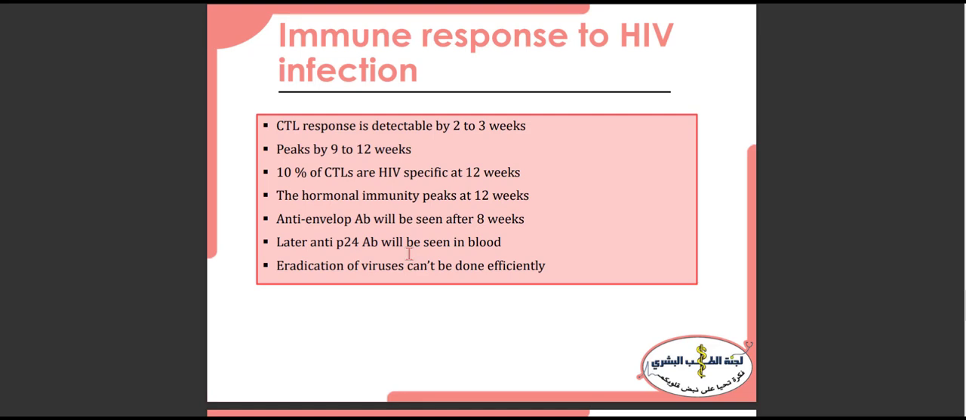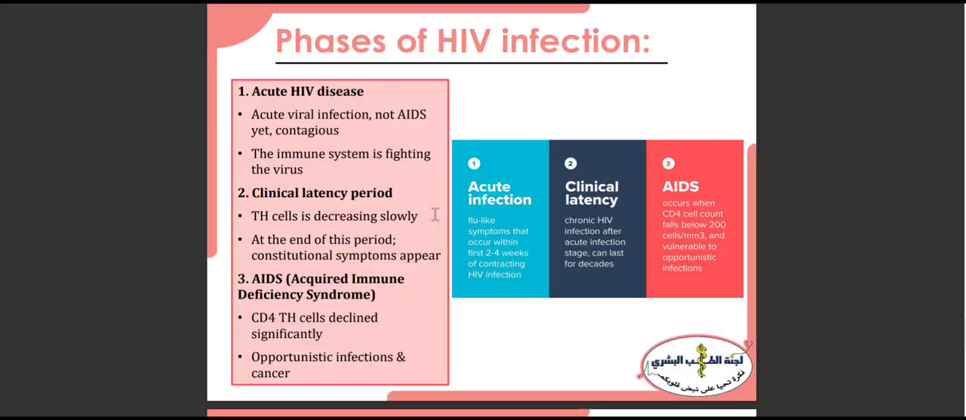والـ eradication of the viruses cannot be done efficiently لأنه يتم اكتشافه أول ما يتم اكتشافه by cytotoxic T lymphocytes بعد 2 to 3 weeks of the infection، وبيكون already disseminated throughout the body وبيكون في عنا viremia. So it is too late. The phases of HIV infection are 3 phases. The acute HIV disease which is the infection itself، يعني الإصابة بالفيروس بحد ذاتها. لسه ما وصلنا مرحلة الإيدز.